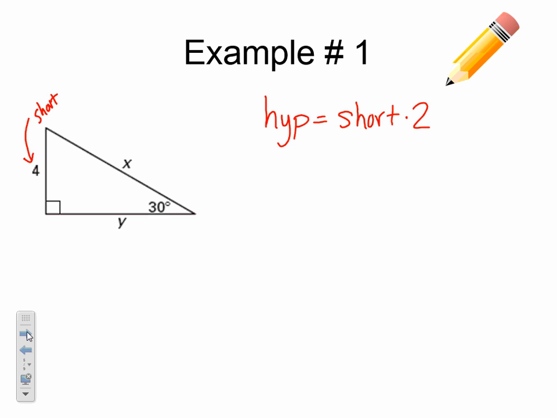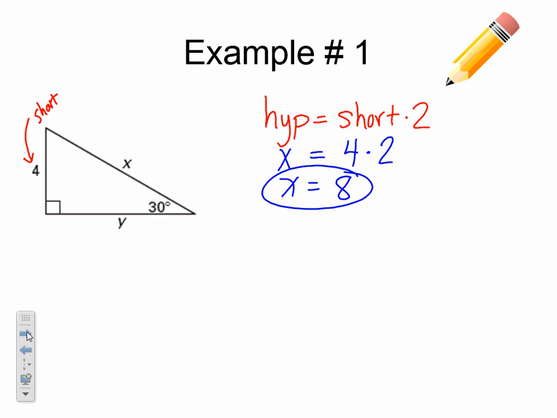So if I go ahead and plug in what I know, according to this picture, you guys, the hypotenuse is an X, the short leg is a 4, and I'm going to drop down the rest of the formula. This now says that the X will equal 4 times 2. Well, I can figure that out. The X is going to equal 8. Yes. So I already know what the X is in my picture.